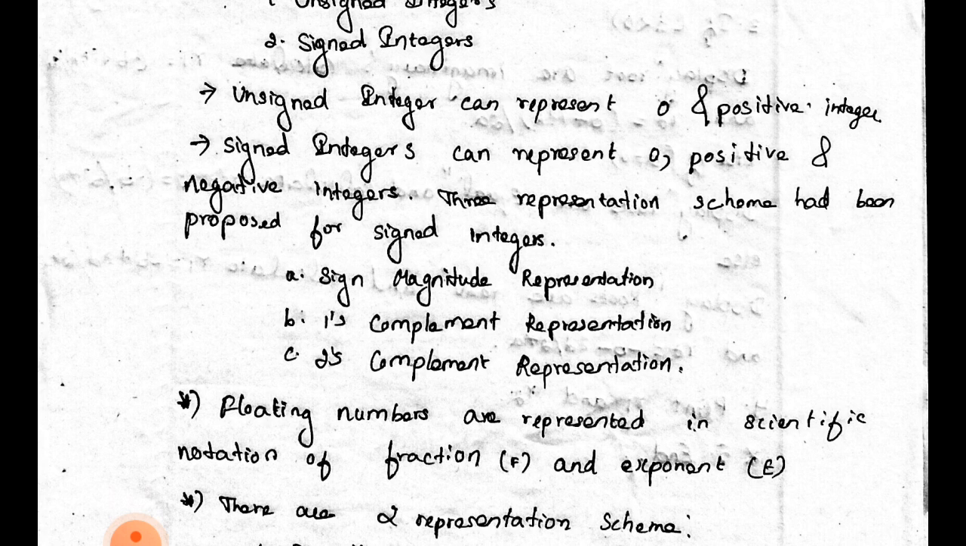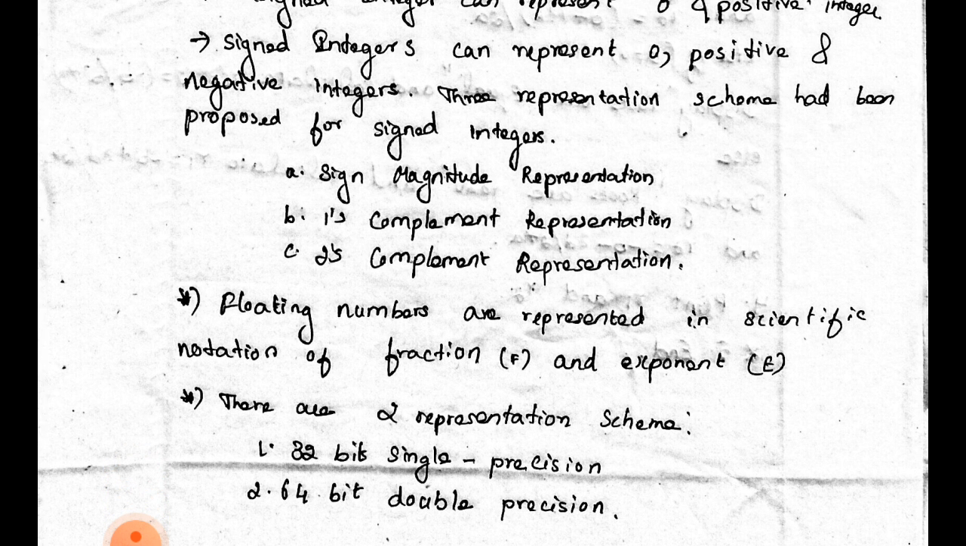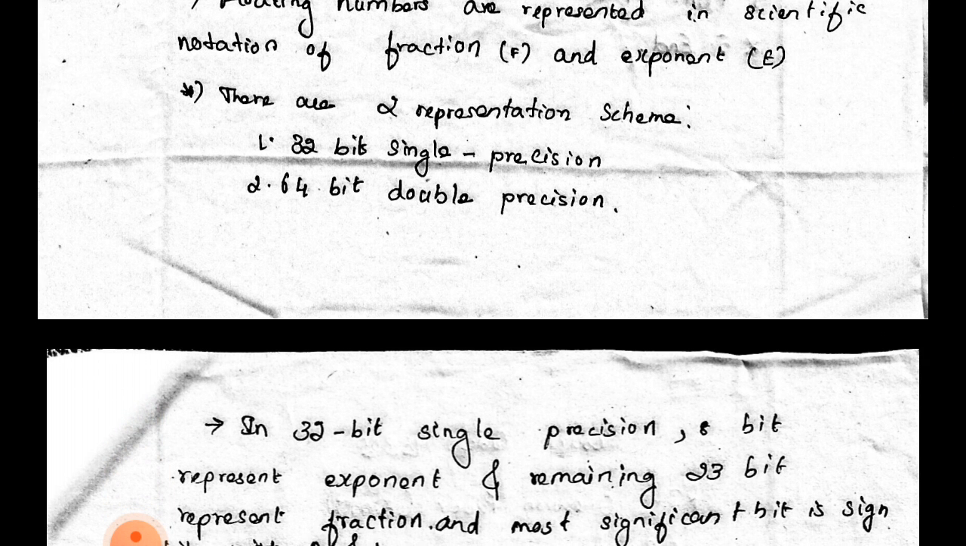Then floating numbers. Floating numbers are represented in scientific notation. That is, it is expressed as fraction F and exponent E. Here two schemes are used for floating numbers: one is 32-bit single precision and another one is 64-bit double precision. For 32-bit single precision, the first bit is the sign bit, the next 8 bits are the exponent and the remaining 23 bits are the fraction.